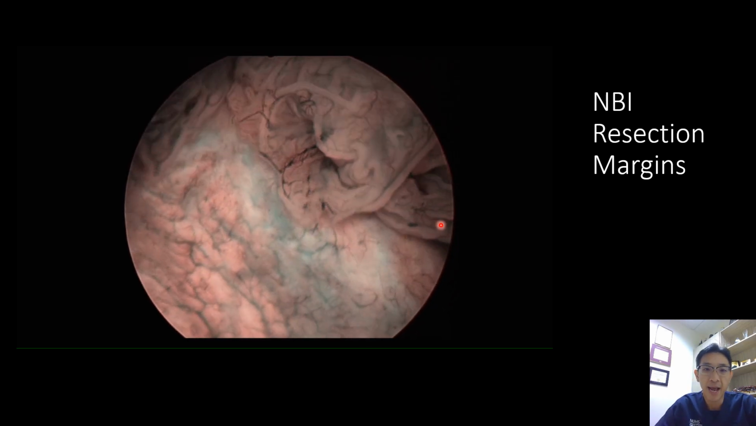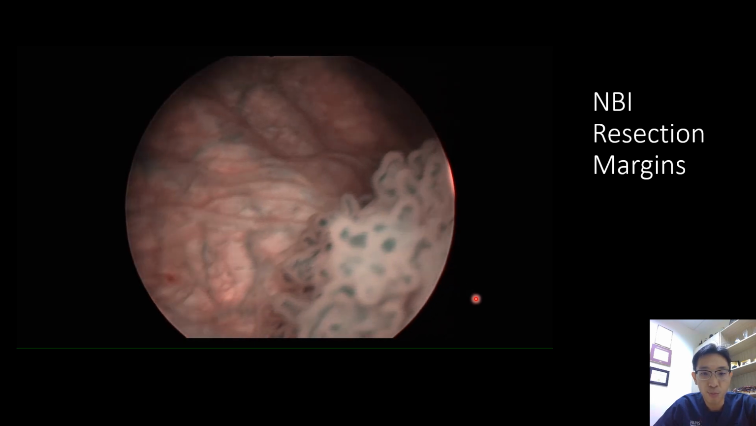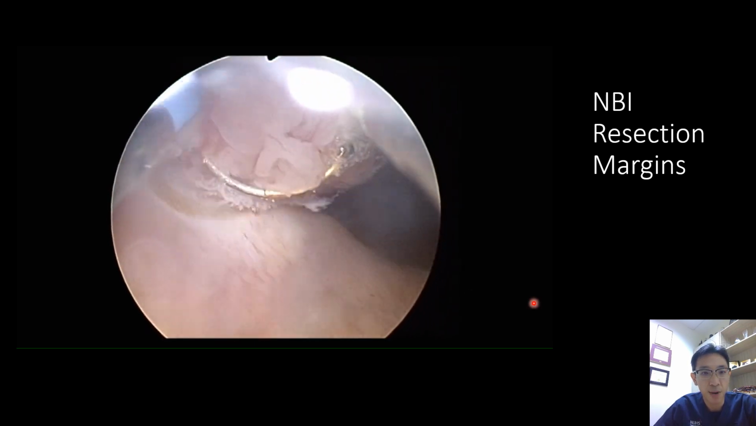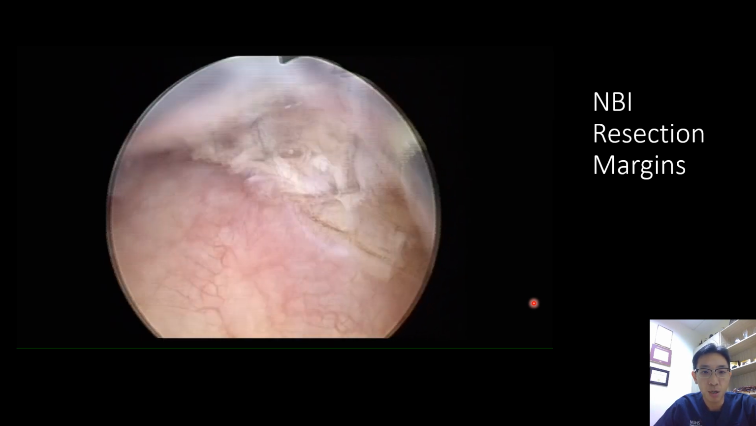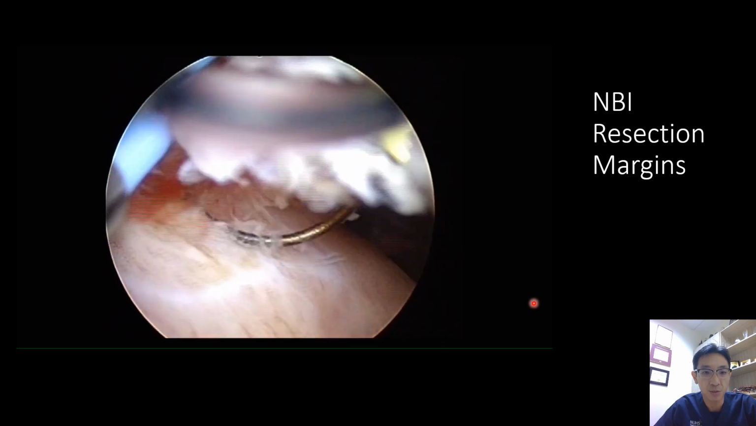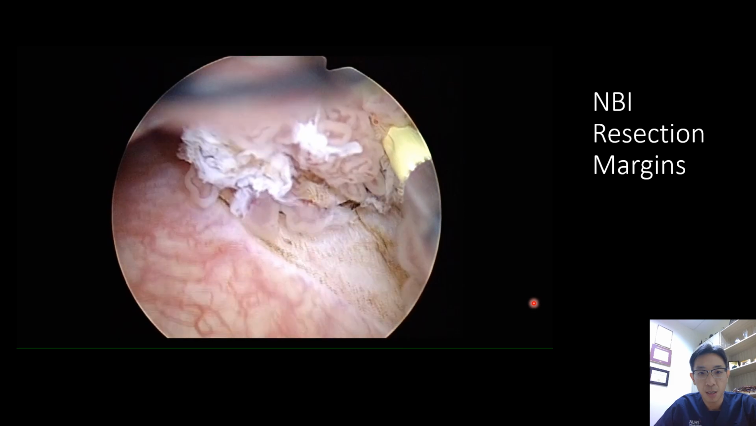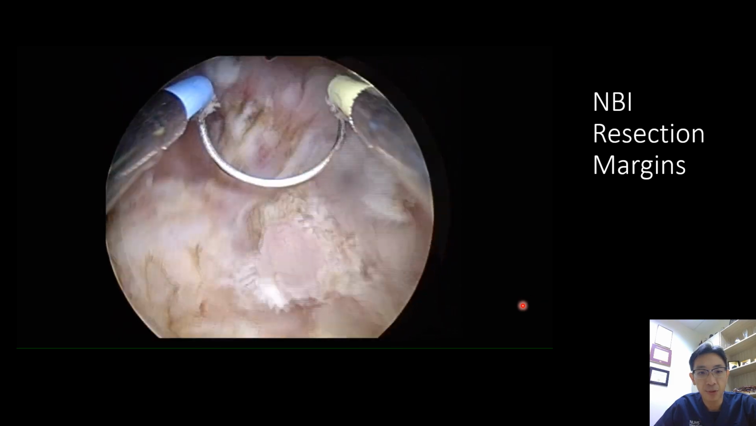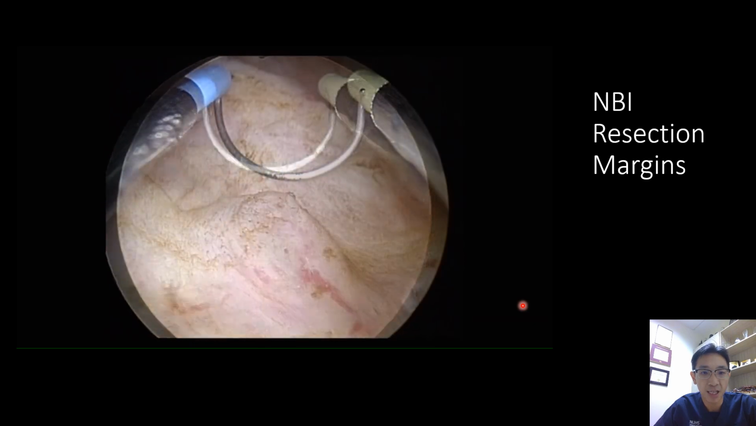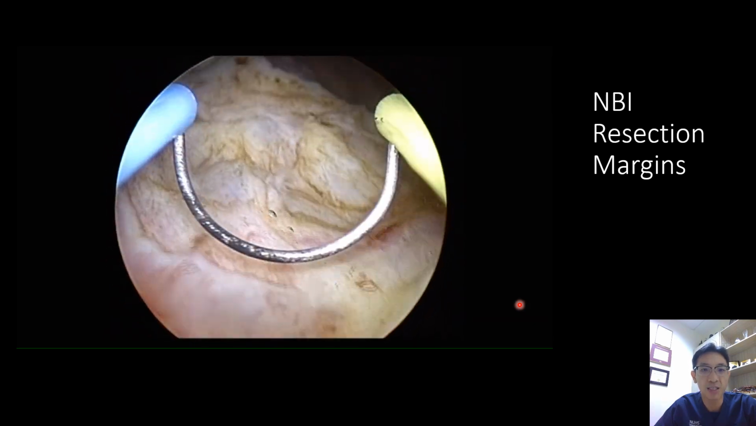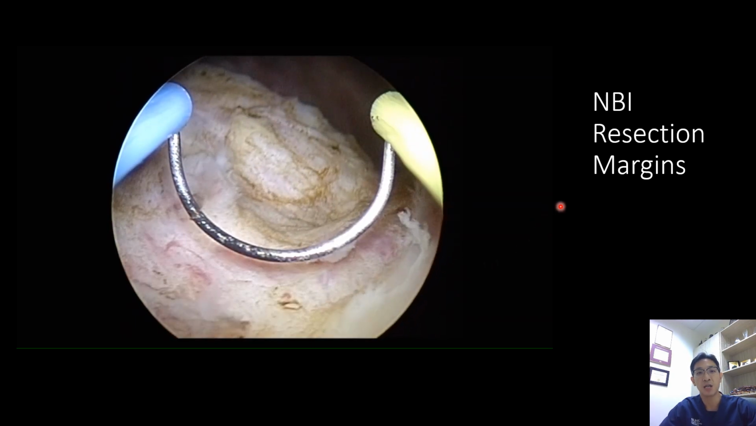So with the NBI enhanced visualization, we would therefore be able to be more confident to mark out the resection margins to include the ureteric orifice. We can't spare the ureteric orifice in this case. And the NBI enables us to be more confident in identifying resection margin that has to include the UO. And here we did another deeper bite for the ureteric orifice to get the deep margin after en bloc resection.